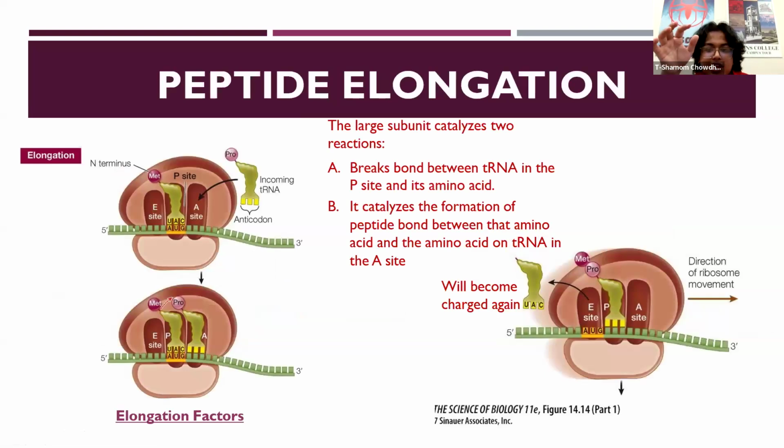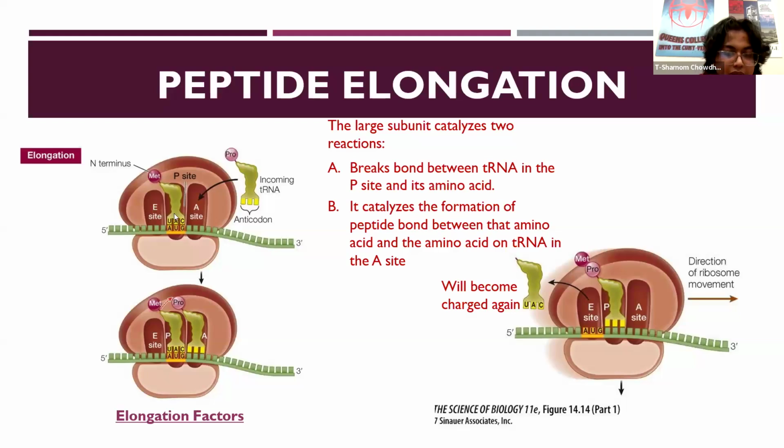The large subunit catalyzes two reactions. It breaks the bond between the tRNA in the P site and its amino acid, and it catalyzes the formation of a peptide bond between this amino acid and the amino acid of the tRNA in the A site.